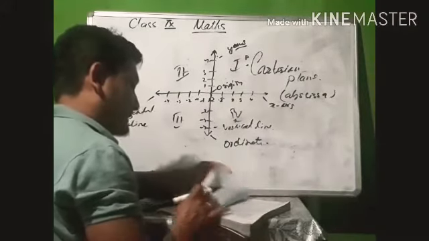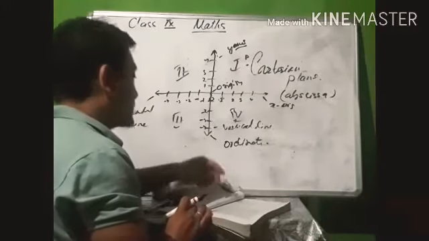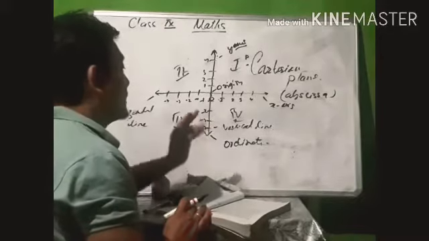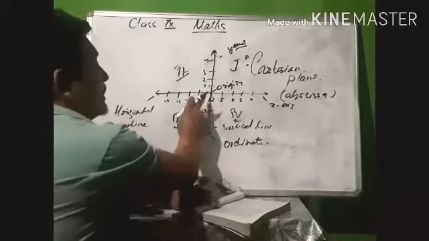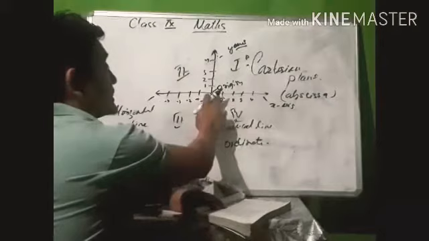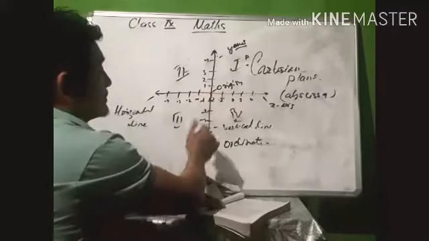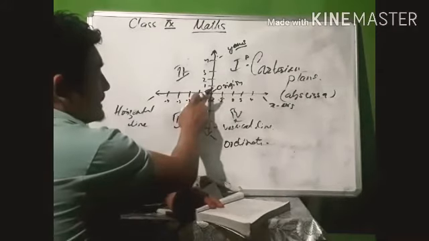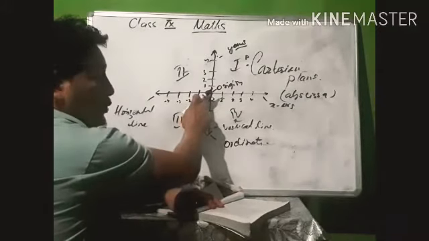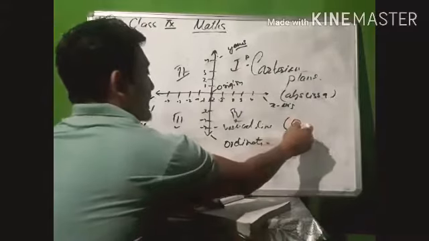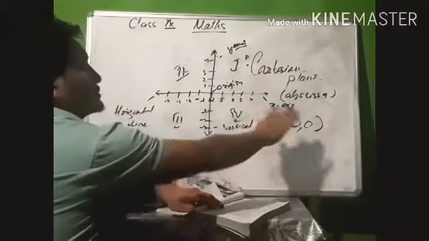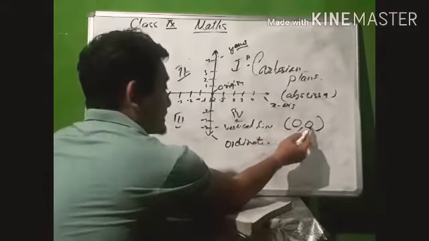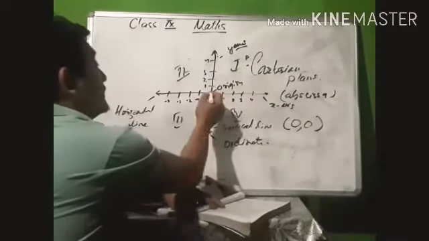So beside that, what is the coordinates of x-axis? What is the coordinate of origin? So the position of origin is here, and the coordinates of origin we always write as 0 and 0. So 0 for x-axis and 0 for y-axis. So these are the two coordinates of the origin.